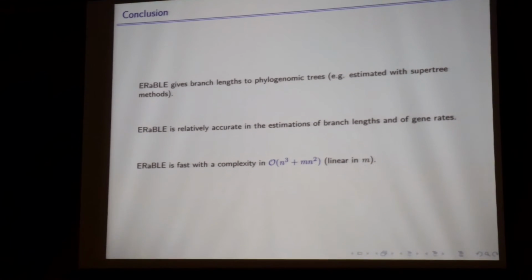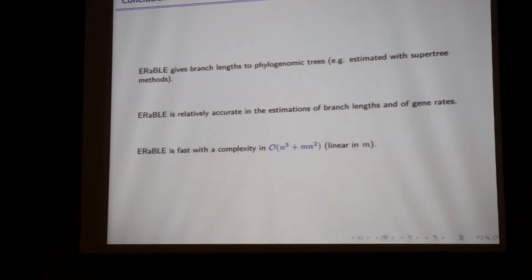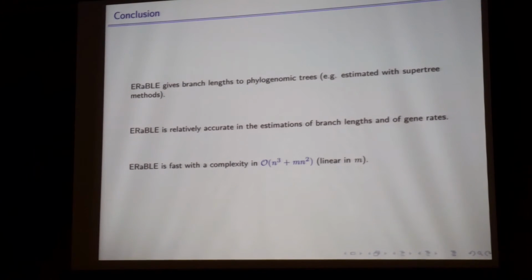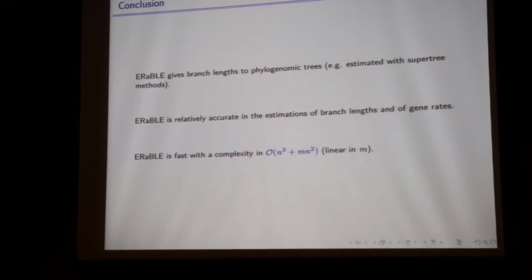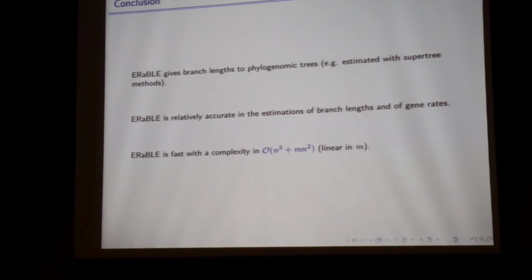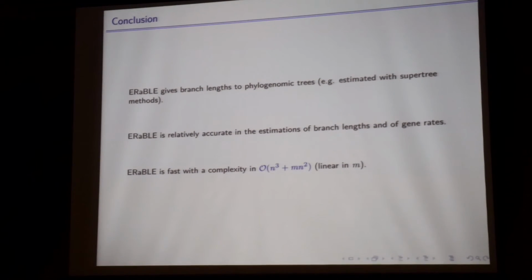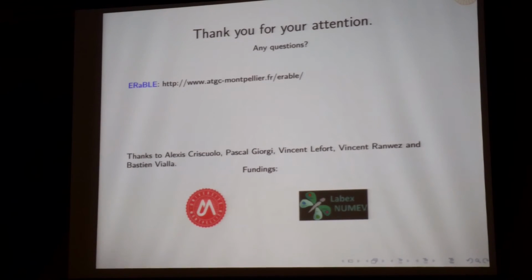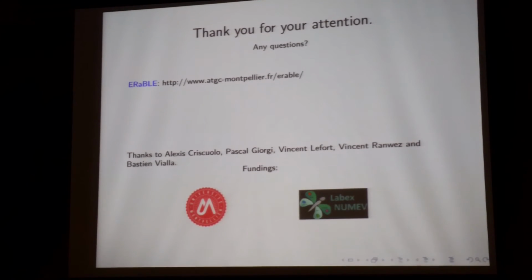To conclude, I have presented to you a new method, ERA, that gives branch lengths to phylogenomic trees. Our method is relatively accurate in both the estimation of branch lengths and of gene rates, and our method is fast and can handle very big data sets in a few seconds. Thank you for your attention, and if you have some questions.